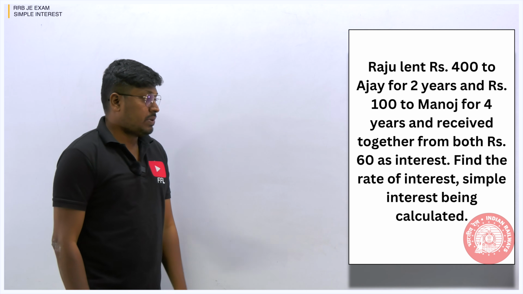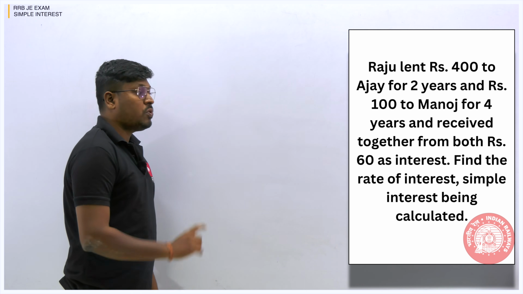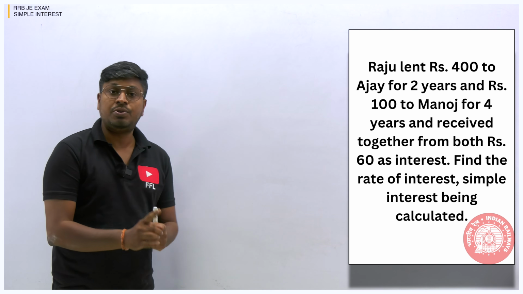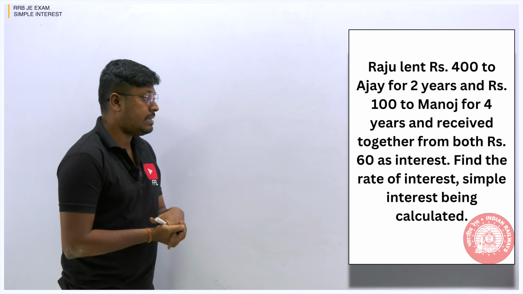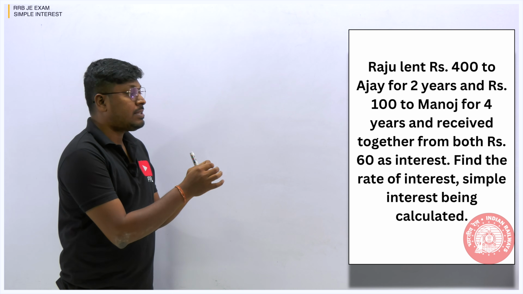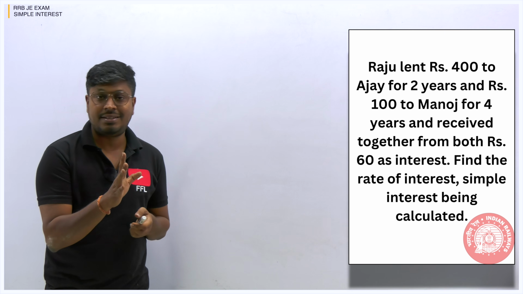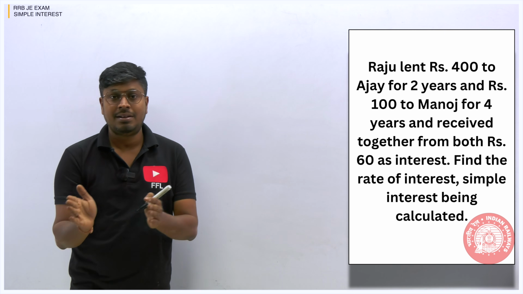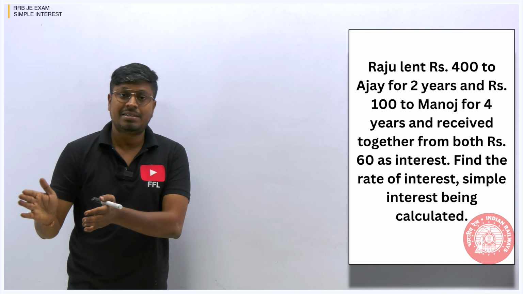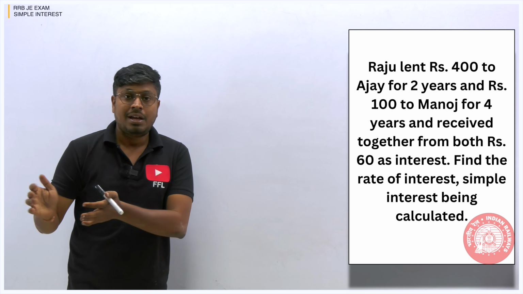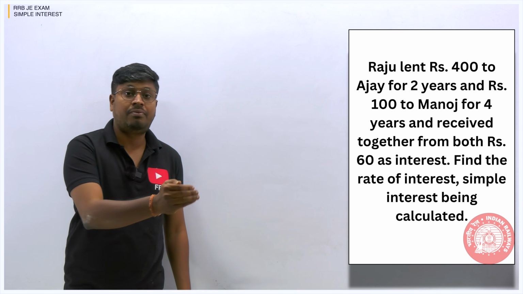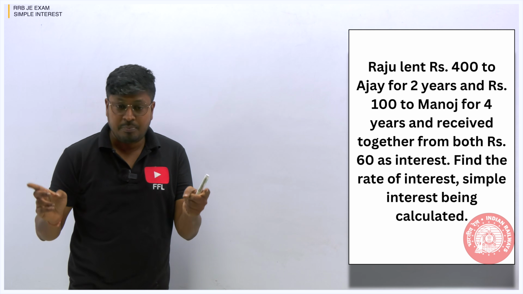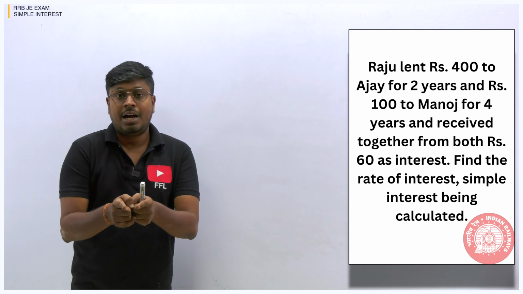Next question. Raju lent rupees 400 to Ajay for 2 years and 100 to Manoj for 4 years, and received rupees 60 together as interest. Find the rate of simple interest. We need to find the rate of interest here. As I told you, the amount will be split between 2 persons, and the rate of interest will be given. Our target is to find the simple interest after 2 years, or in some questions, when both persons' simple interest gets equal, at what time period.